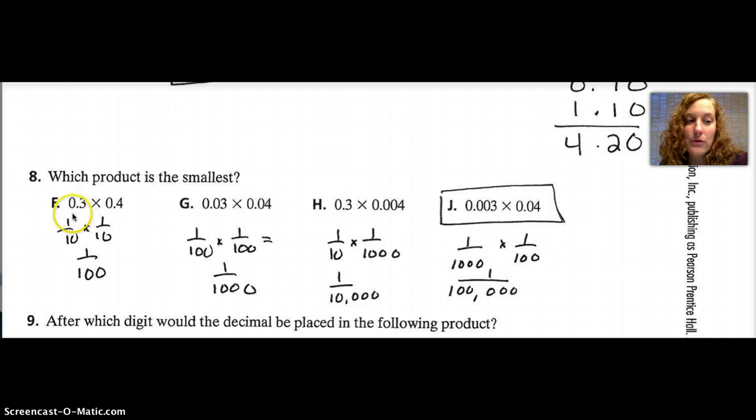I decided, since we just didn't know who the smallest was, I was going to look at them as fractions. So 3/10 is 1/10, 4/10 is 1/10, so 1/10 times 1/10 would give me an answer in the hundredths. A hundredths times a hundredths would give me an answer in the thousandths. 3/10 times 4 thousandths would give me an answer in the 10 thousandths. 3 thousandths times 4 hundredths would give me an answer in the 100 thousandths. That means J is the smallest because our answer would be in the 100 thousandths.